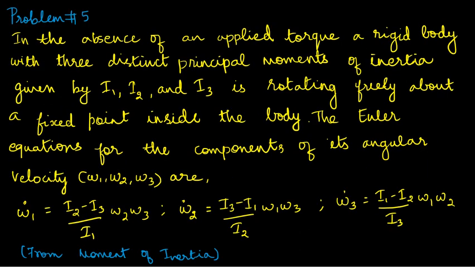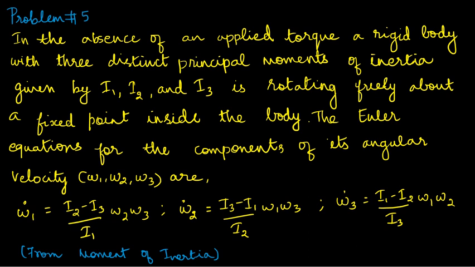So, let us see the next problem. Here, this is from a moment of inertia problem. I have never taught this in my videos, but I'm just going to tell you how to solve this particular problem. Here, there is no torque applied. That is, in the absence of torque, we have three moments of inertia given as I1, I2, and I3. And we have the Euler equations also given. So these are the three Euler equations.